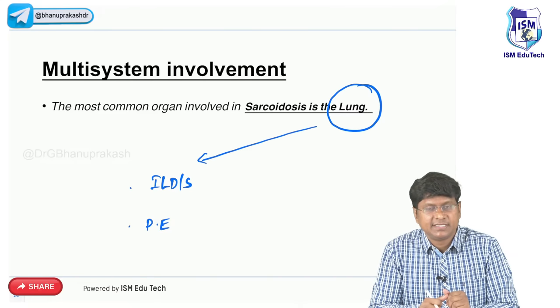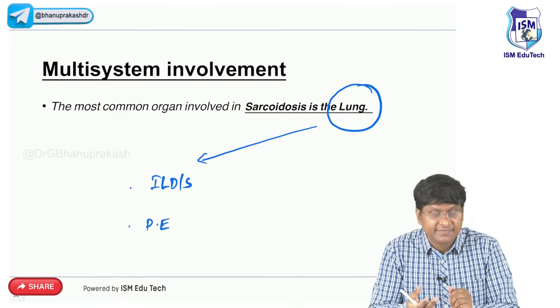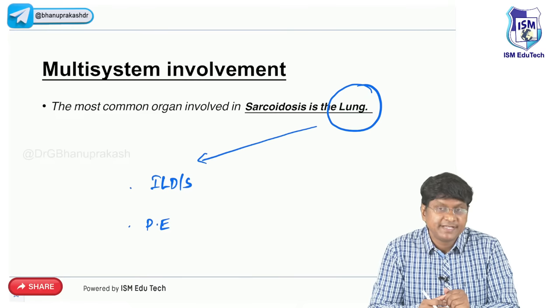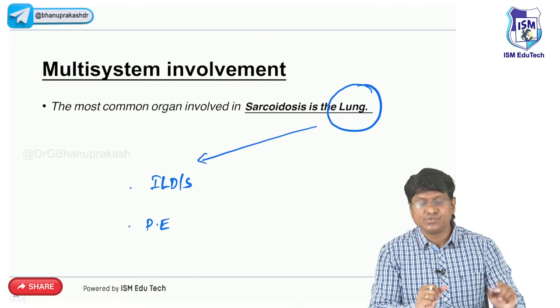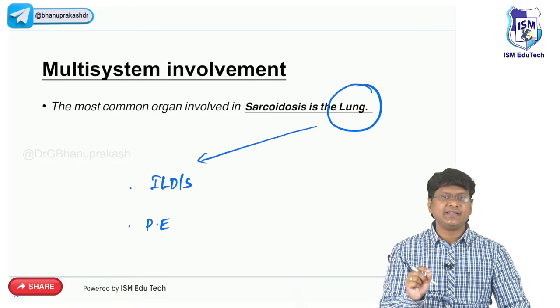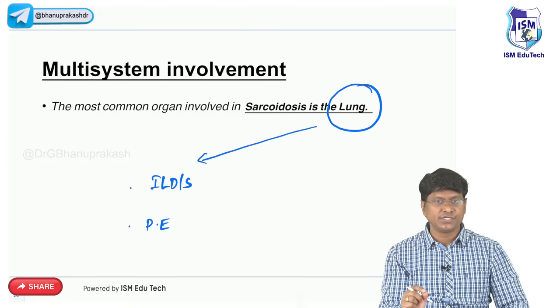And the other thing is the investigations will show hypercalcemia and also an increase in your ACE levels. So what is your diagnosis there? That is sarcoidosis. But what exactly is the investigation of choice in case of sarcoidosis, we'll discuss.